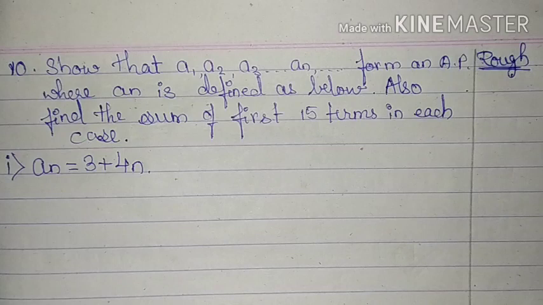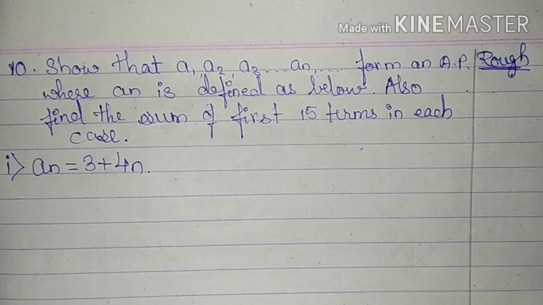In the 10th question, show that A1, A2, A3 and so on up to AN and so on form an AP where AN is defined as below. Also, find the sum of first 15 terms in each case. Here they have given some values of AN and we have to determine whether these values of ANs will give us the terms, that is A1, A2, A3 and so on, such that it will form an arithmetic progression. And if it forms an arithmetic progression, then we have to find the sum of its first 15 terms.